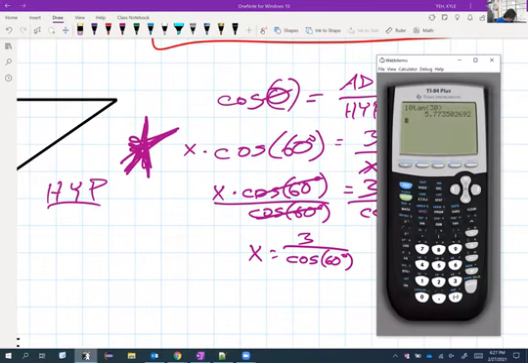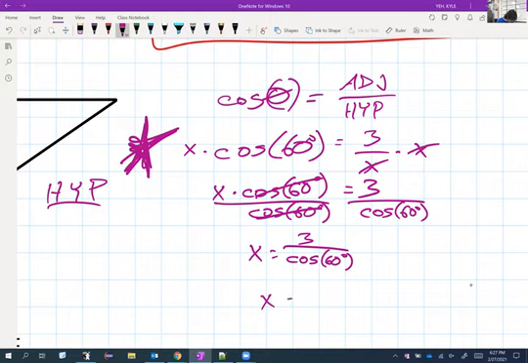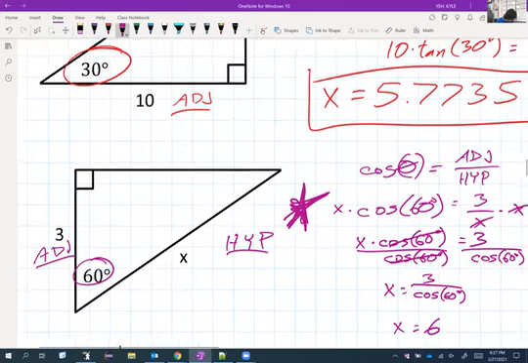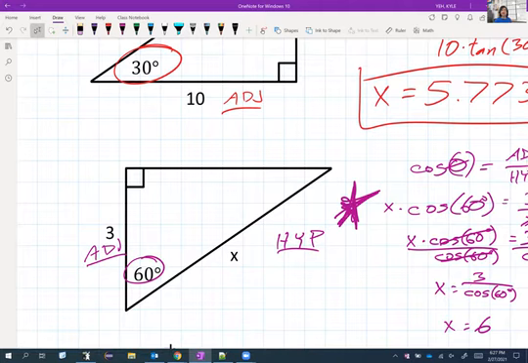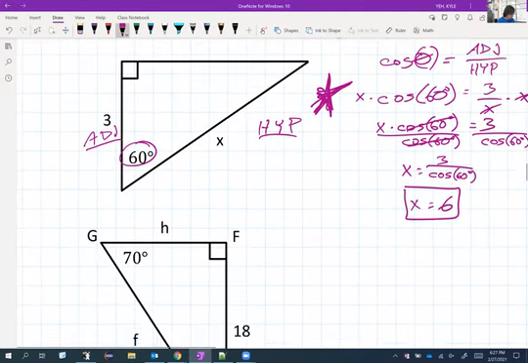Pop out my calculator. 3 divided by cosine of 60. X equals 6. Does that look reasonable? I could see it. I mean, never trust a picture completely, but this is the hypotenuse. It should be the longest side. So if that adjacent side is 3, I could see this being 6. Yeah, that seems reasonable. All right.